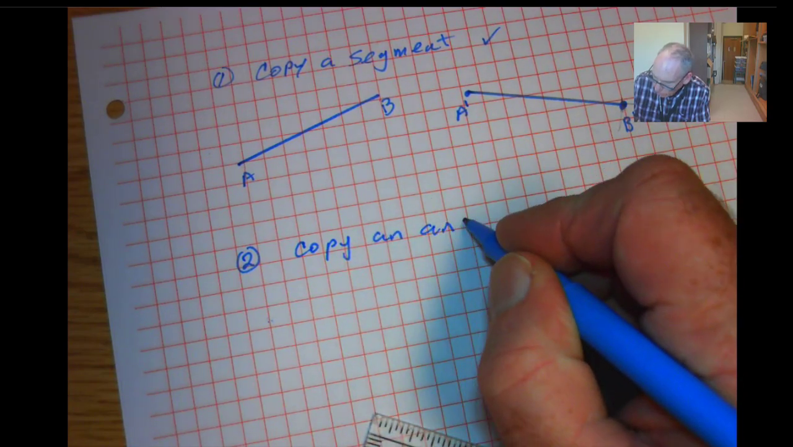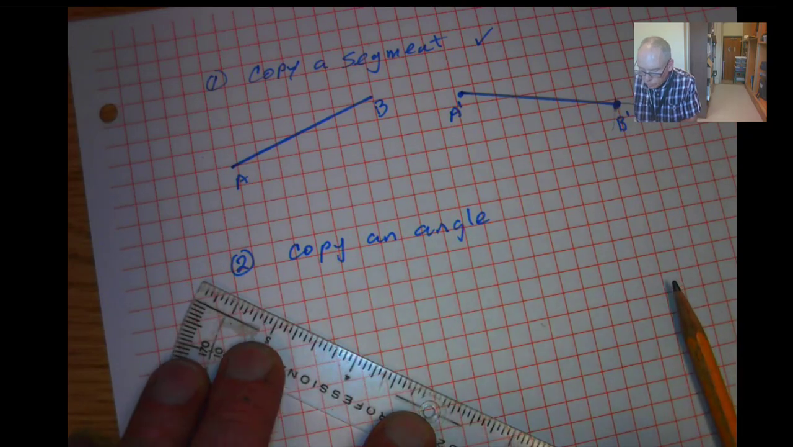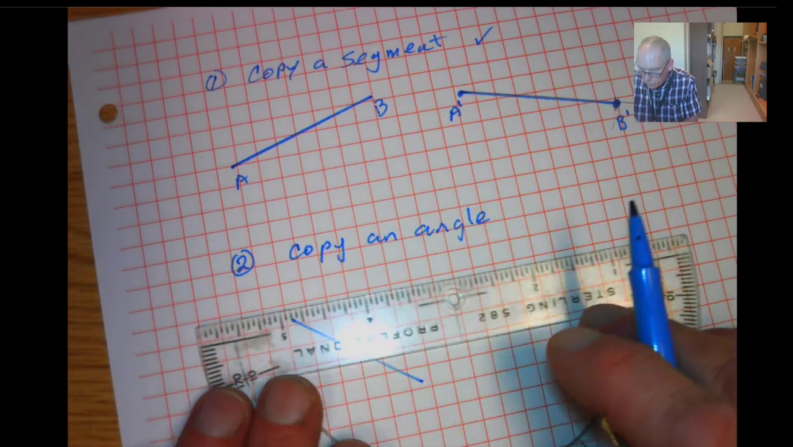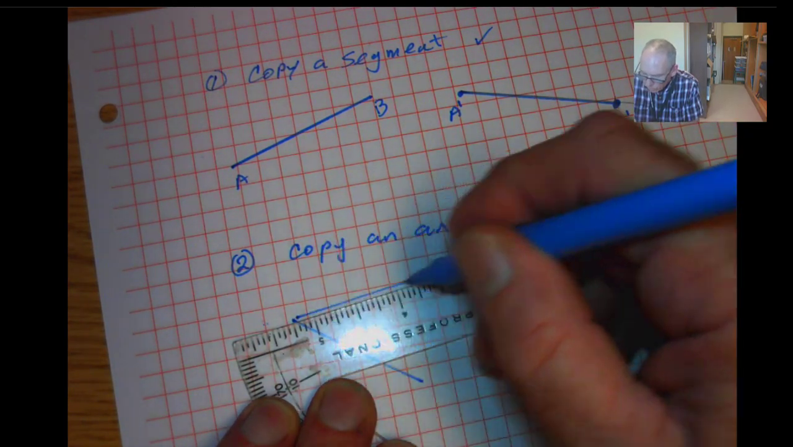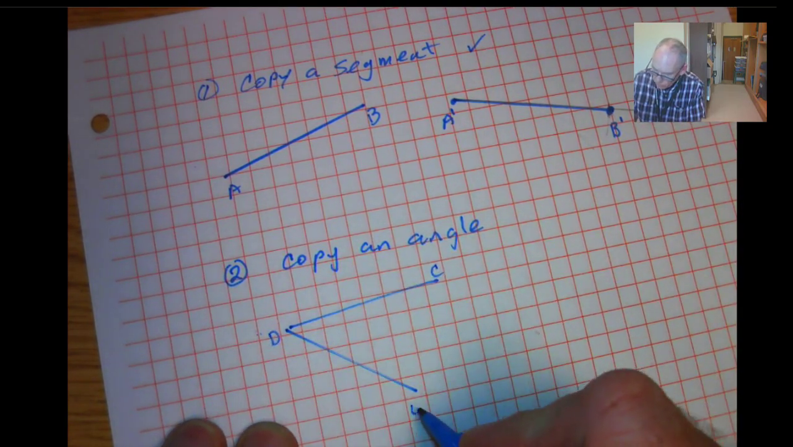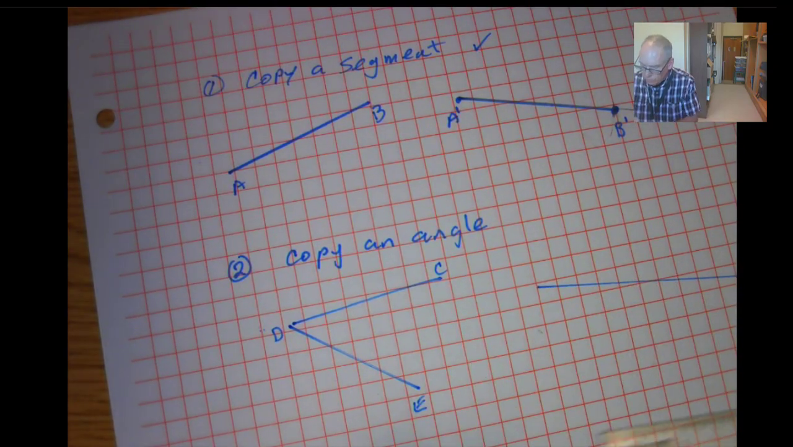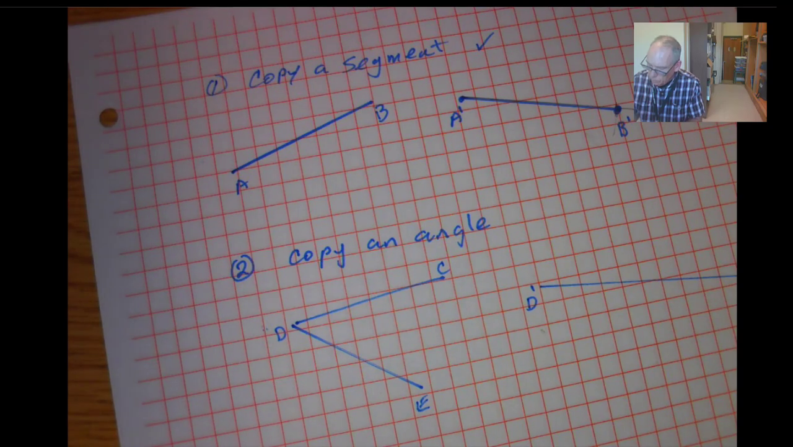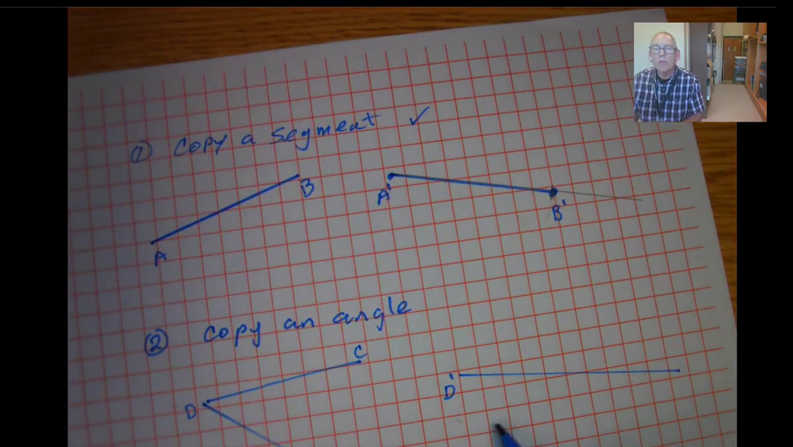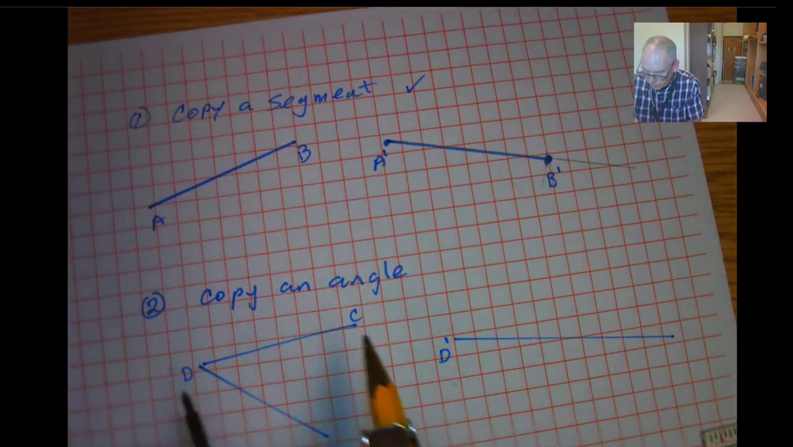Our next construction is to copy an angle. So we're going to draw a random angle, and then we also need a side for where we're going to copy the angle to. So we need to draw that and decide where the new vertex is going to be. Again, since the vertex of our angle is D, I'm going to call the place where the vertex is going to transfer D prime.